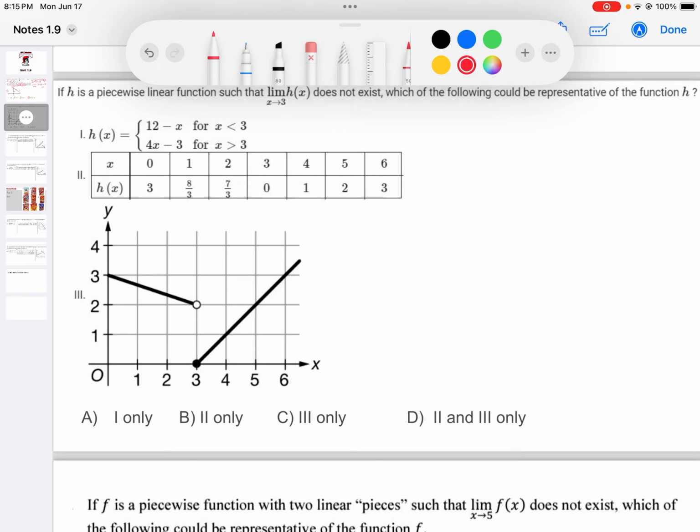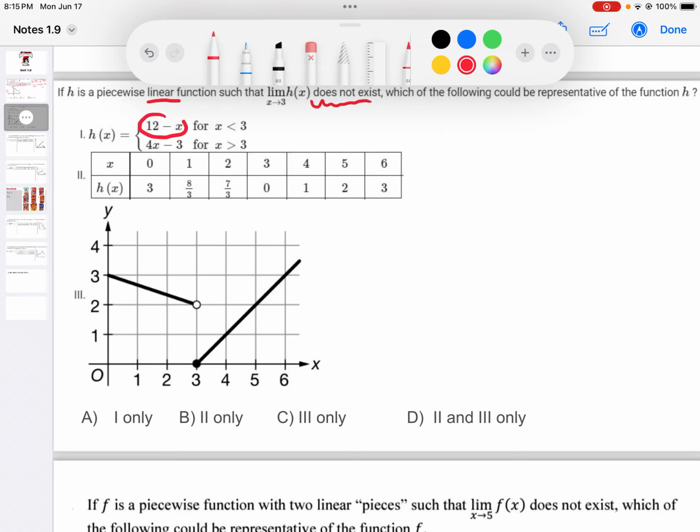All right, well, we'll talk about this one together. If h is a piecewise linear function such that the limit of h of x as x approaches 3 does not exist. So it means the left-handed limit, the right-handed limit aren't matching. That's one way. Which of the following could represent g?